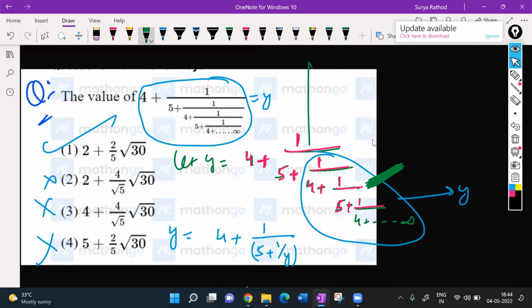Now it can be written as y is equal to 4 plus 1 by 5, this 4 as it is I'm writing, 5 plus this entire blue color circle. Can I write that as y or not? Sir, 1 by y, because we have 1 here. Check. Isn't it?